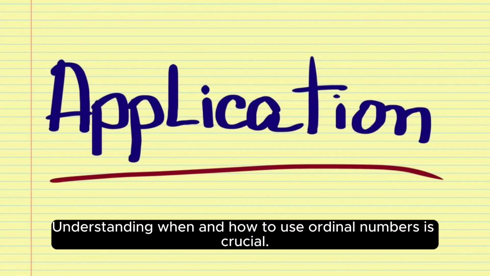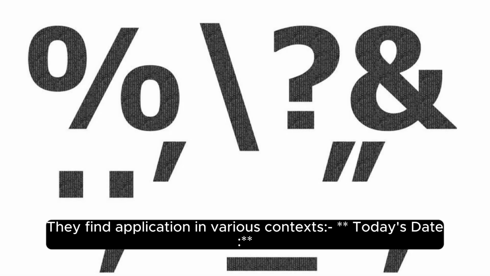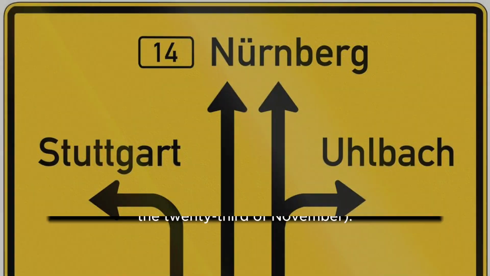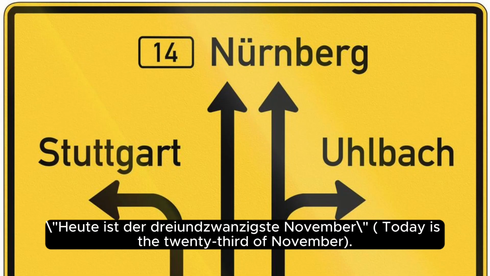Practical applications. Understanding when and how to use ordinal numbers is crucial. They find application in various contexts. Today's date: Heute ist der 23. November. Today is the 23rd of November.